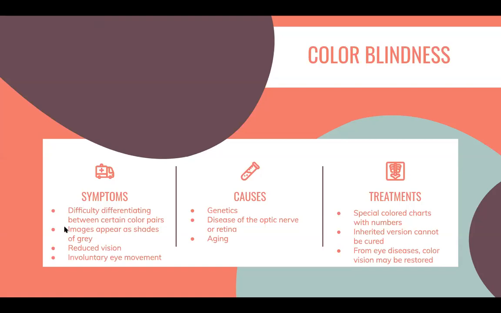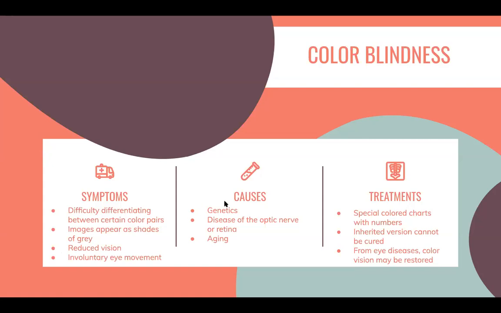So images may appear as shades of gray to them, or maybe like a pale, desaturated yellow. There also may be reduced vision and involuntary eye movement.